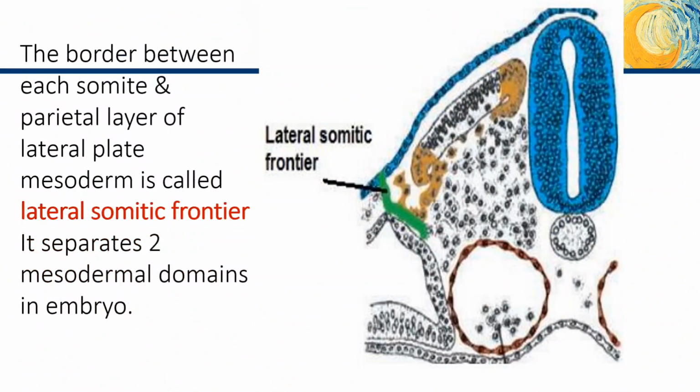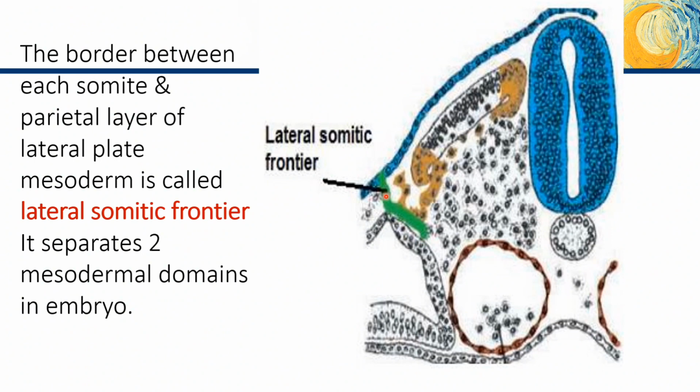So here is an important concept given in your books about the lateral somatic frontier, and this concept shows you that some of the cells of the myotome of the somite cross this area. This is the lateral somatic frontier, and they will form the abaxial muscle cell precursors, while the cells which remain over here will form the primaxial muscle cell precursors.